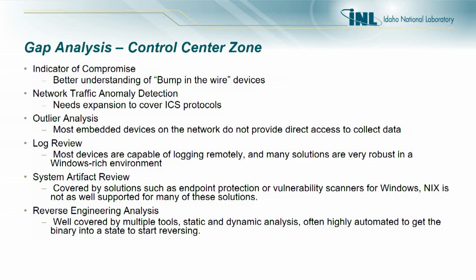Network traffic anomaly detection, we really need expansion into ICS protocols. There are a lot of simple ICS protocols or more common ICS protocols that are implemented already. Modbus has a very significant following, as well as DNP3 has an operationally acceptable following, especially in open source tools such as Bro. And outlier analysis, most embedded devices on the network don't provide direct access to the data. So you can't have a configuration management system without access to the configuration.